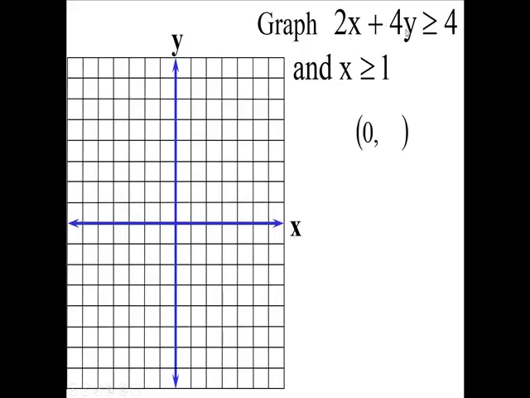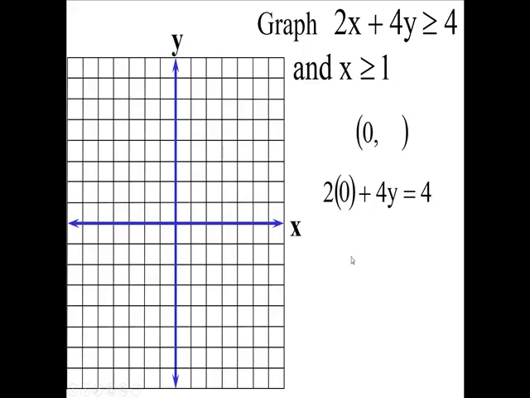2x plus 4y, and set it equal to 4, and then plug in a 0. So let's copy down our first equation here, but in place of x, we're going to plug in a 0. Now, I didn't write greater than or equal to. I said it equal to 4. Okay, so plug in your 0.